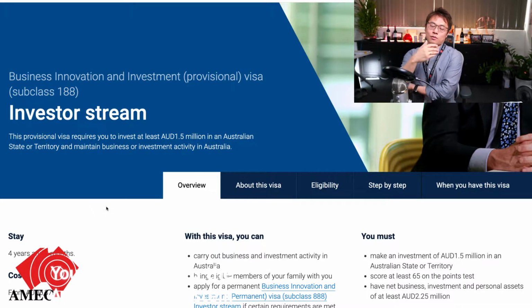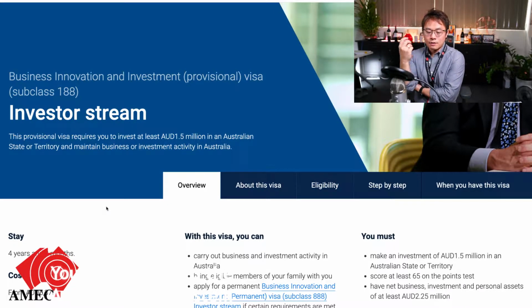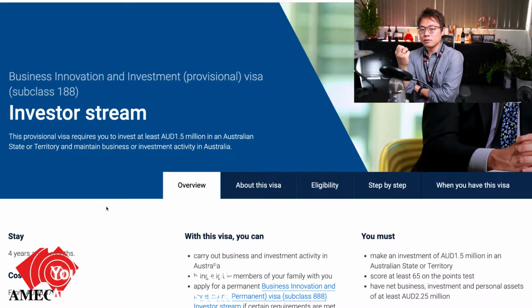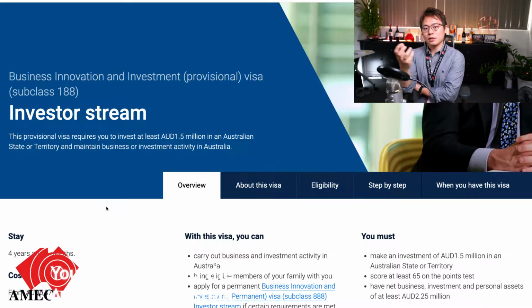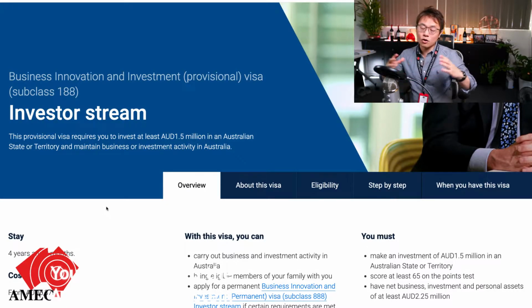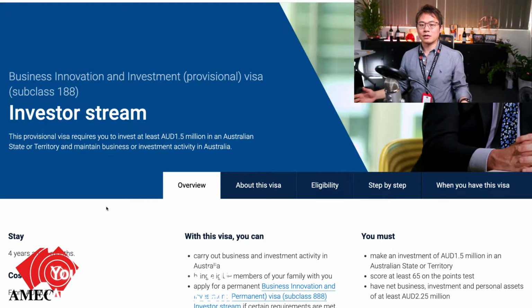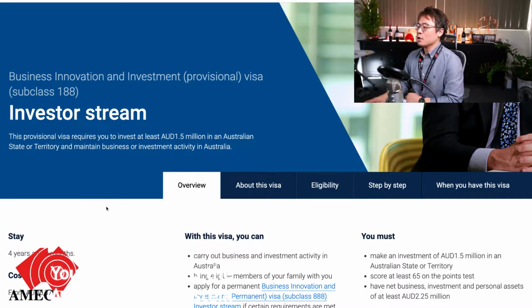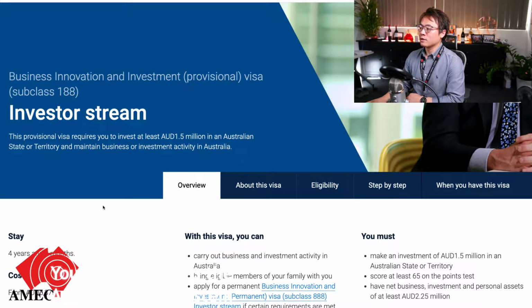So investor stream will be a very good option, because all you need to do is inject 1.5 million Australian dollars into a state territory bond and sit there for 4 years in order to be transferred into permanent residency. So there is no other business venture that you are required to enter into. Okay, so that is why it's very popular.